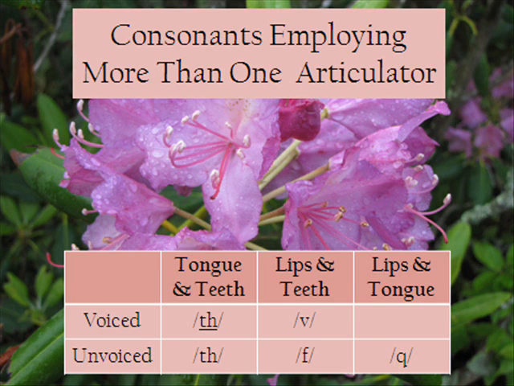Some consonants employ more than one articulator. The tongue touches the teeth for two fricatives, the voiced TH as in they, and the unvoiced TH as in think. The teeth touch the upper lip for two fricatives, the voiced V and the unvoiced F. Finally, the Q sound, or the KW sound as in quick, involves both the lips and tongue. For this sound, the lips round slightly as the tongue raises to the velum to stop the airflow.